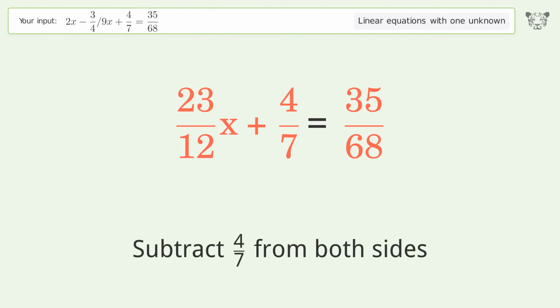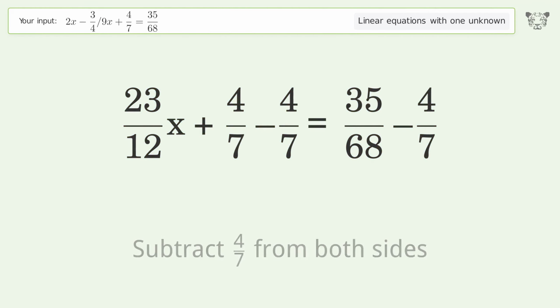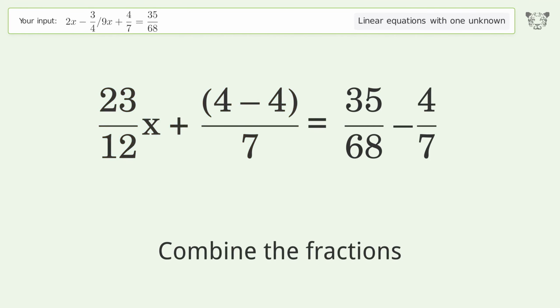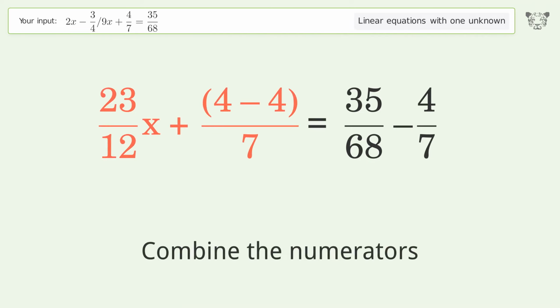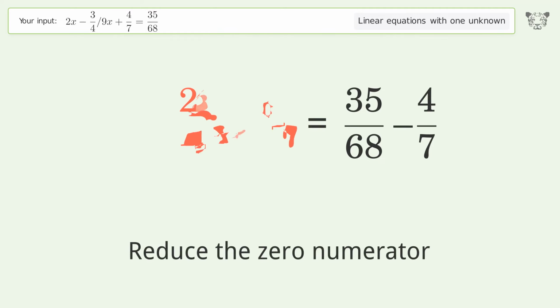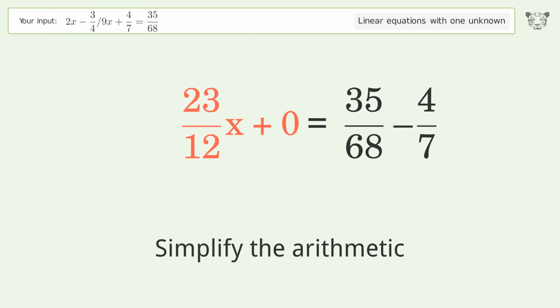Subtract 4 over 7 from both sides. Combine the fractions. Combine the numerators. Reduce the zero numerator. Simplify the arithmetic.